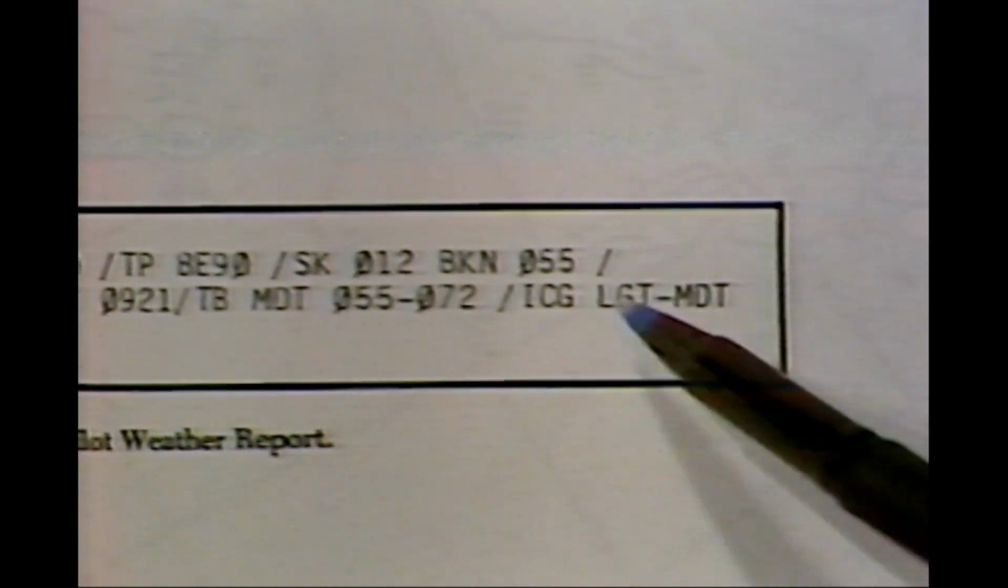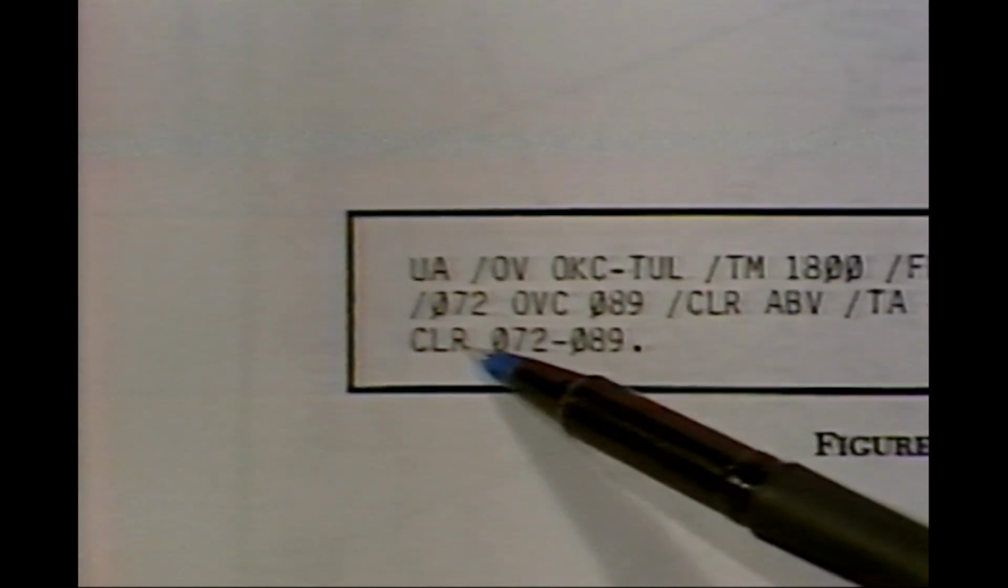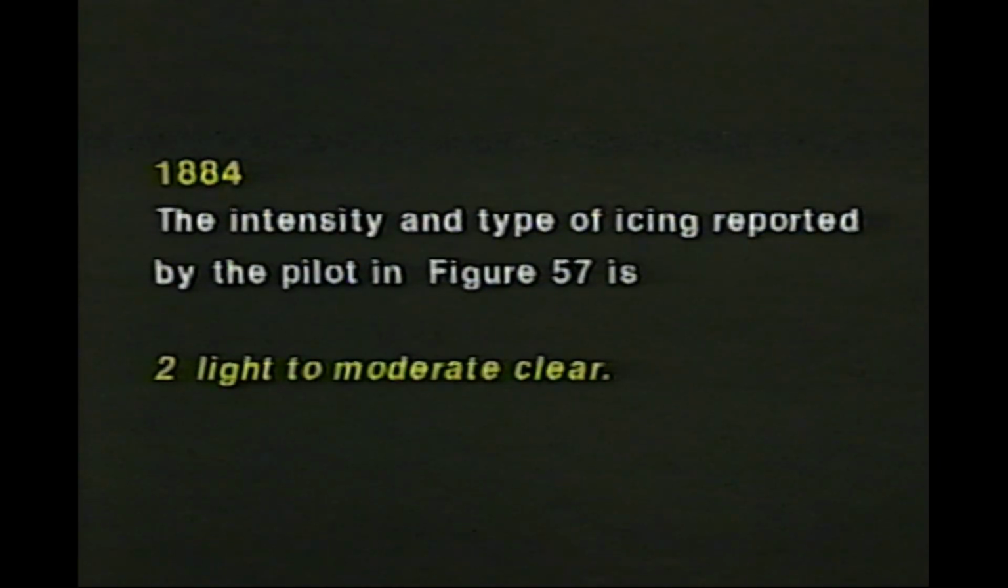Question 884, the intensity and type of icing reported by the pilot in figure 57 is? We find the section that starts with IC or ICG for icing, and we find that it's light to moderate, and then reading off to the left, it's clear ice. So that's answer number 2, light to moderate clear ice.